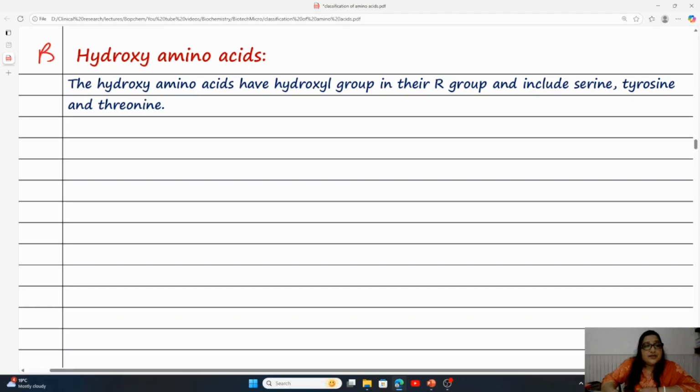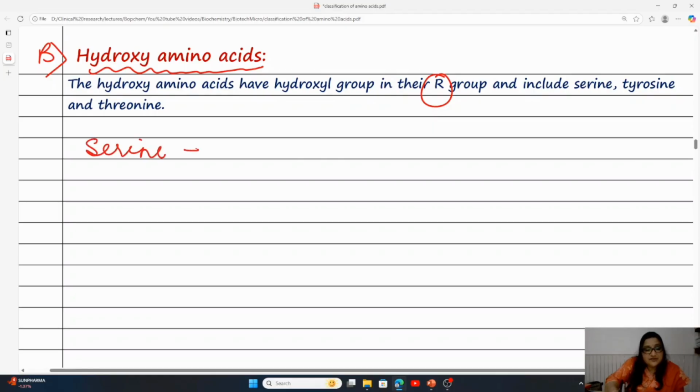It goes like this: when the amino acid contains a hydroxyl group, they are known as hydroxy amino acids. Okay, they are known as hydroxy amino acids. So basically, there are three hydroxy amino acids. Now, in this, the side chain or the R group will include the hydroxyl group. So first of all is serine.